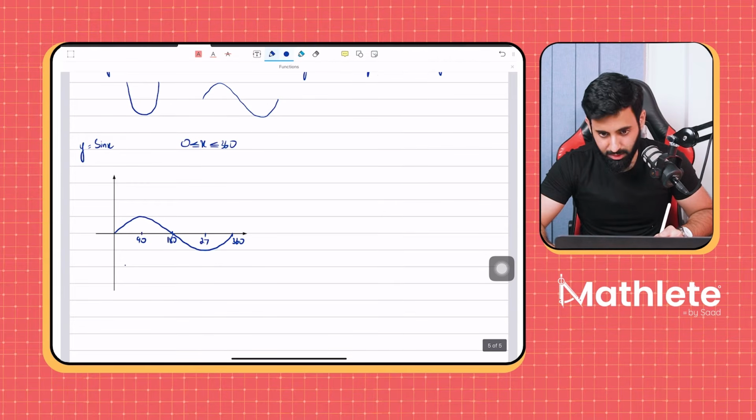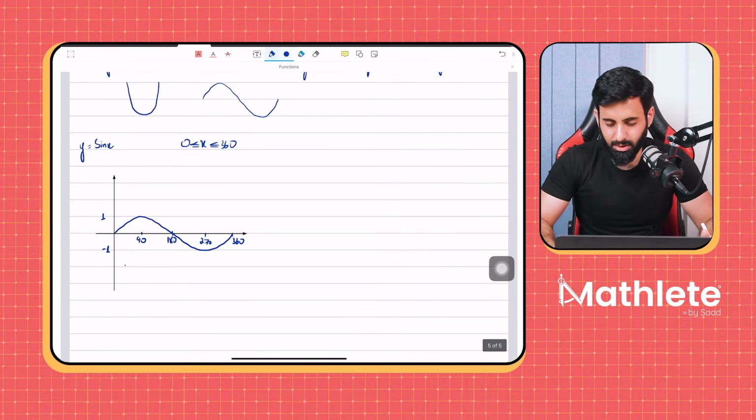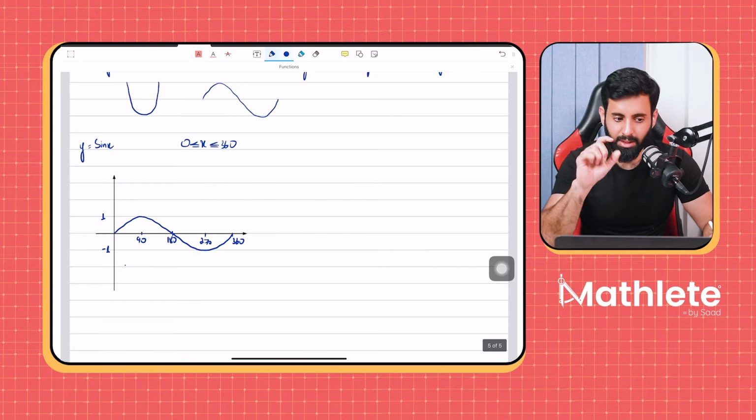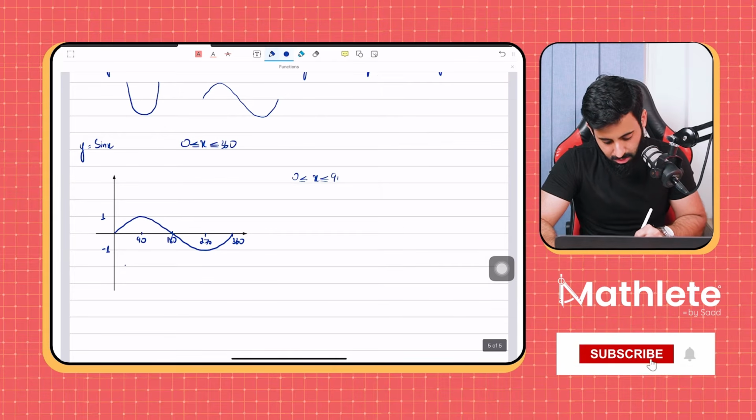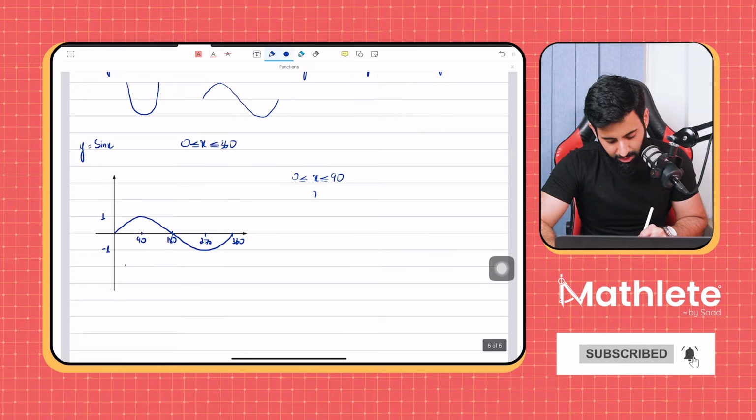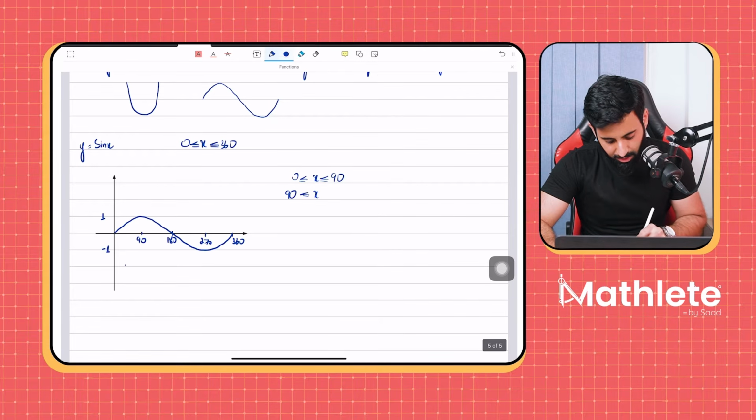Let's do an exercise. I'm going to write down lots of intervals, and I want you to tell me in that interval whether it's a one-to-one function or a many-to-one function. So what do you think about this? From 0 to 90, from 90 to 180. Don't answer just yet.